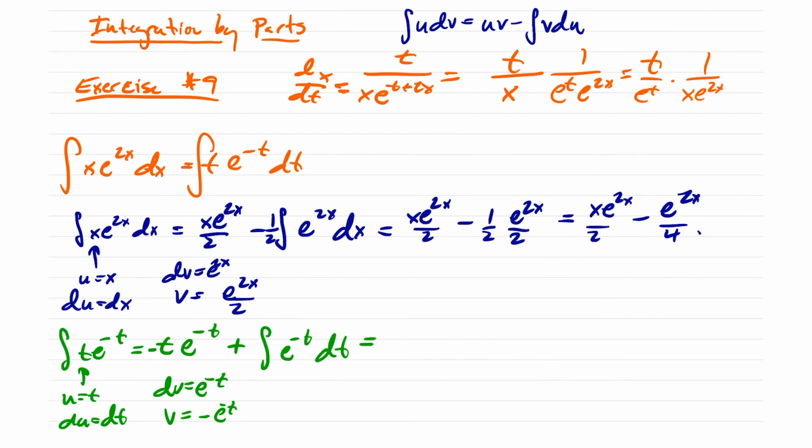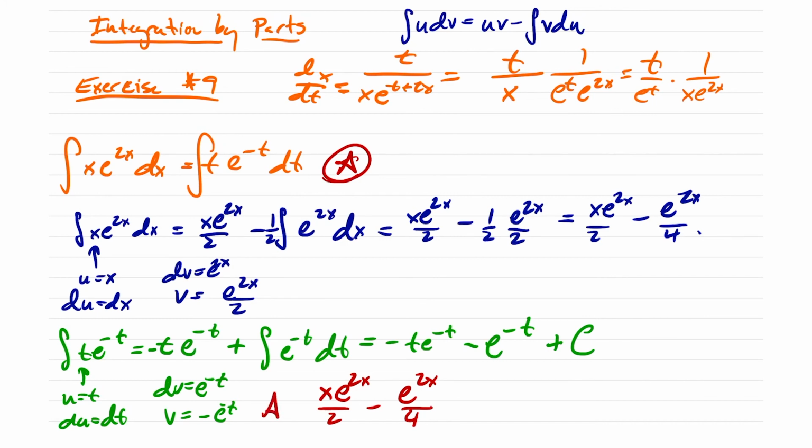Okay, so now I get minus t e to the minus t, and I can integrate this, no problem, and it's minus e to the minus t. We had a minus sign pop out by chain rule. And ultimately, this is the term that's going to end up getting c. So let's take a look at the answers we get. Let's do this in red. So the answer we get is x times e to the 2x over 2 minus e to the 2x over 4. And so I'm continuing this equation here.